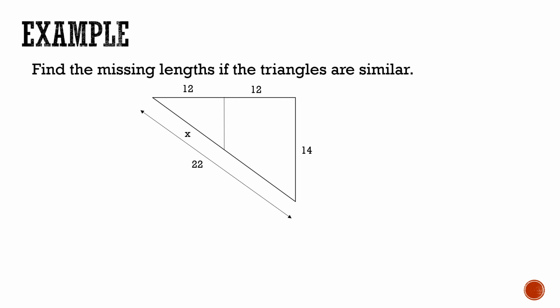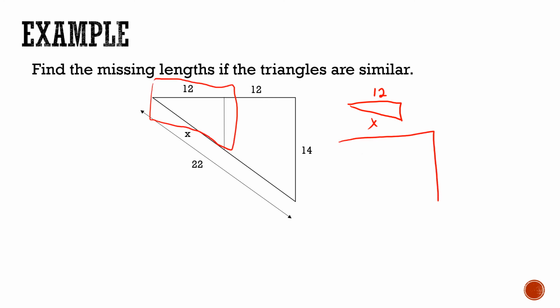Now for this example, you need to separate the small triangle from the big triangle. When you separate the small triangle from the big triangle, it looks like this. The small triangle has sides 12 and x. For the big triangle, this is 14 and this is 22.